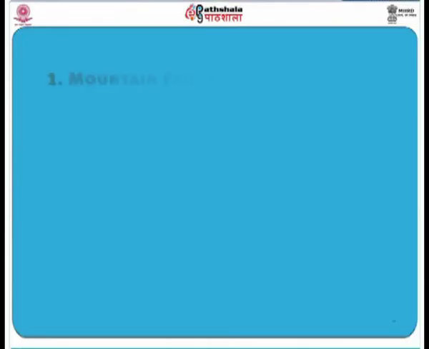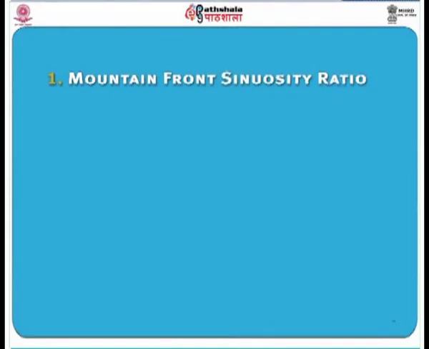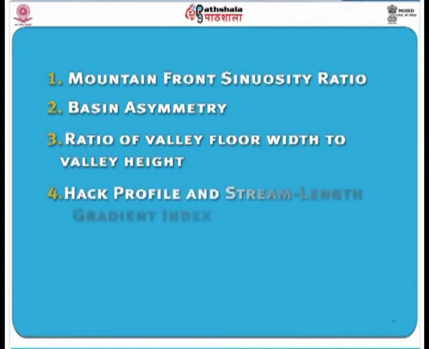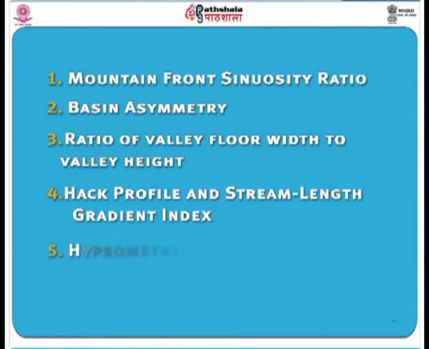Some of the geomorphic indices that we are going to look at today have been developed as basic investigation tools to identify areas undergoing rapid tectonic deformation, whereas others were developed as quantitative descriptors of landforms. Following geomorphic indices that we are going to discuss are commonly used in active tectonic studies. Which are these? The first one, which is the most common one, is the mountain front sinuosity ratio. The second one is basin asymmetry. Third one is ratio of valley floor width to valley height, and the fourth one is Hack profile and stream length gradient index, and the fifth one is hypsometry. Now, these geomorphic indices allow us to comment upon or to assess any given area for tectonic deformation.